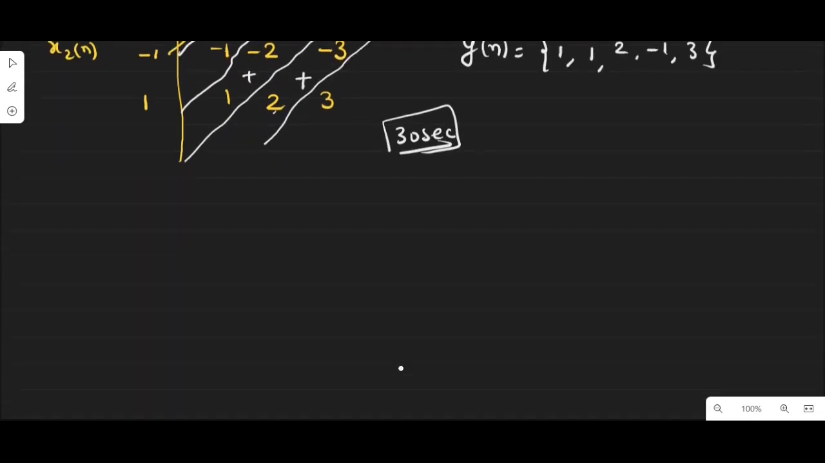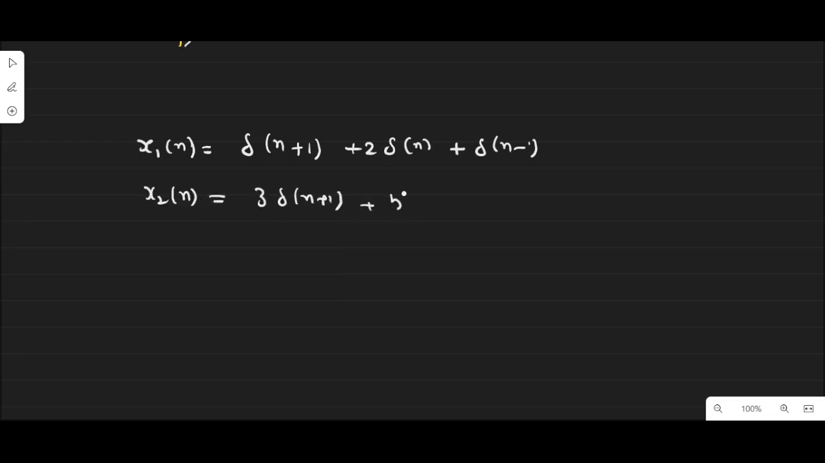One example for making the sequence by using the representation of delta[n]. I have two sequences. One sequence is x1[n] equal to delta[n plus 1] plus 2 times delta[n] plus delta[n minus 1]. Another sequence is x2[n], that is 3 delta[n plus 1] plus 5 delta[n] plus 3 delta[n minus 1]. Calculate the convolution of these two sequences.